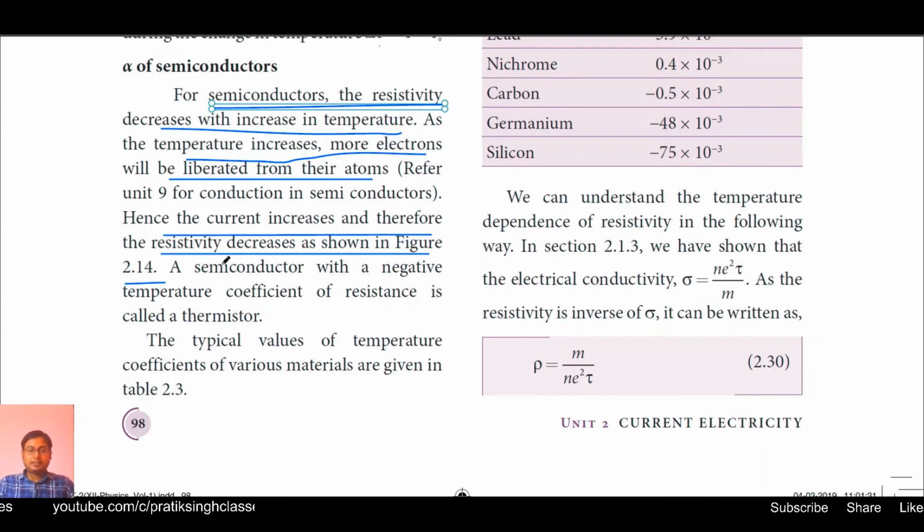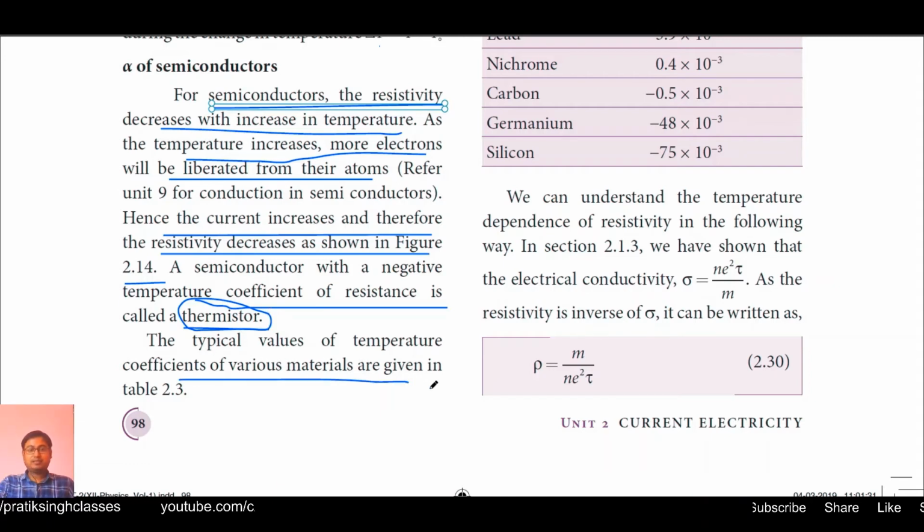Then a semiconductor with a negative temperature coefficient of resistance is called a thermistor. So always keep in mind that any kind of semiconductor whose alpha value is negative is called a thermistor. This can also be asked as a 1 mark question, as in fill in the blanks or choose the best option. The typical values of the temperature coefficient of various materials are given in table 2.3. So we will see first figure 2.14, then table 2.3, and what is given there.